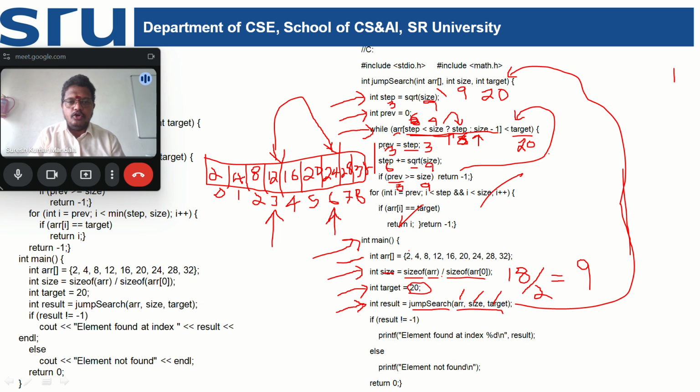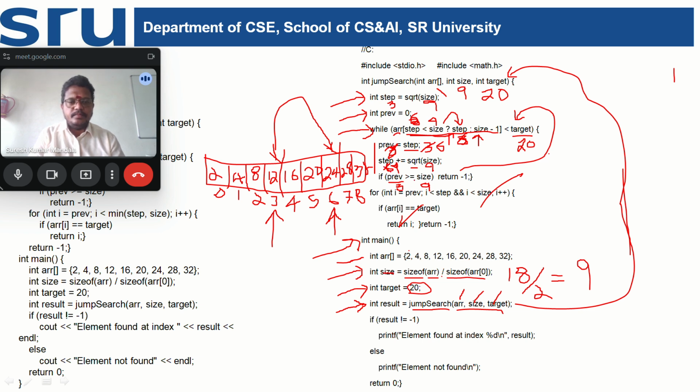Coming to the inner loop. In the step, what is the value? 3 is the previous value. Now the step consists of the value 6. Within the previous variable, again we have the value 6 only. Next, square root of 9 is 3. 6 plus 3, the step will be stored with the value 9. The 6 will be overwritten.